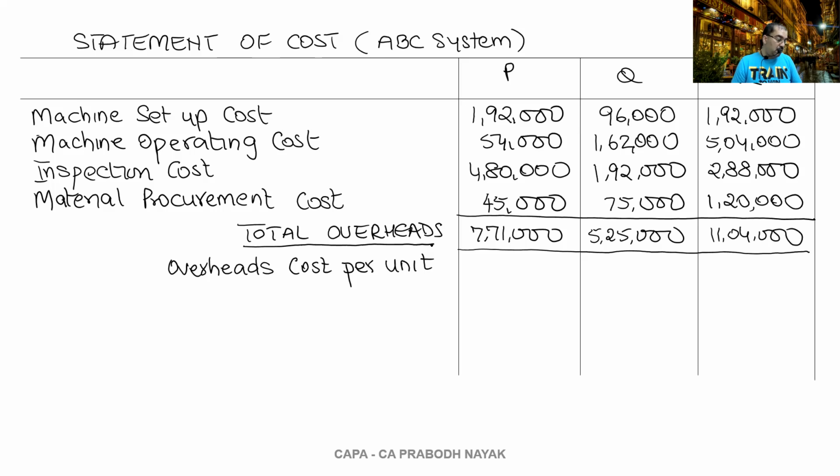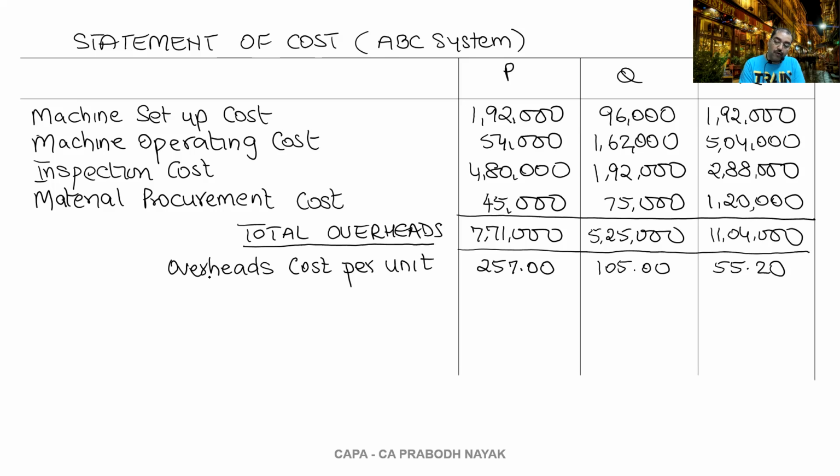7,71,000 divided by 3,000 units: 257. Then 5,25,000 divided by 5,000: 105. 11 lakh 4,000 divided by 20,000 units: 55.2.